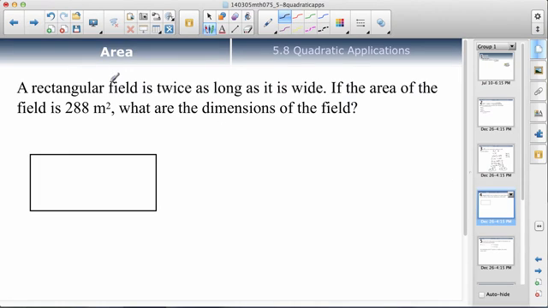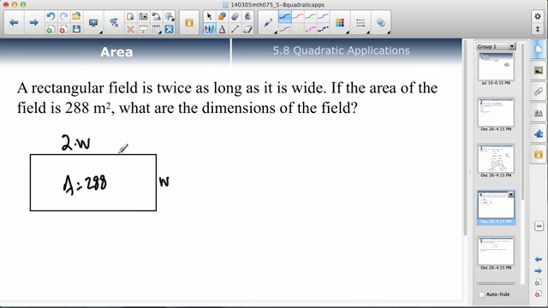Let's look at another one. A rectangular field is twice as long as it is wide. Okay, so if I have the width here and this is the length, I know the length is twice as much as that. So instead of writing L here, I'll write whatever this width is times 2, or 2W. The area of the field is 288, so area is 288. What are the dimensions of the field?